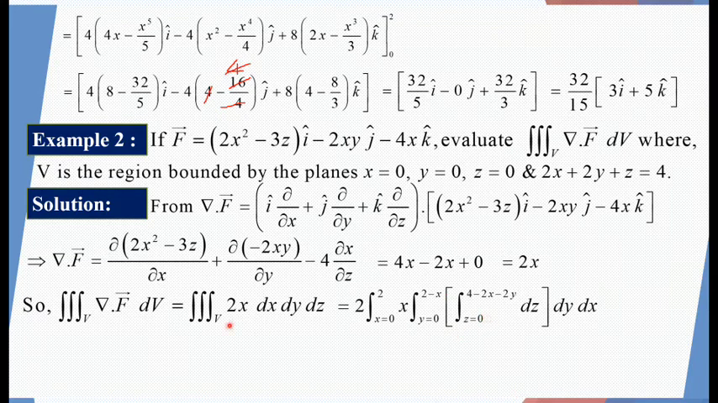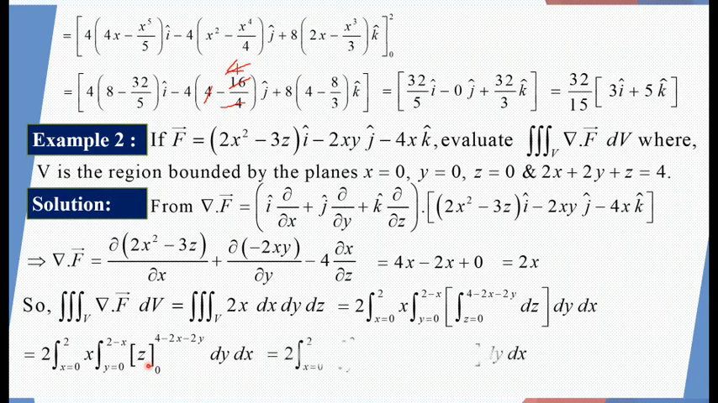In this particular case this x is a constant, so we can take it outside. So we first integrate dz, and the integral of dz is z under the limit 0 to 4 minus 2x minus 2y. So on putting the limit in place of z, what do we get? 4 minus 2x minus 2y. Now we have to integrate this entire function with respect to y, because y has the variable limit.